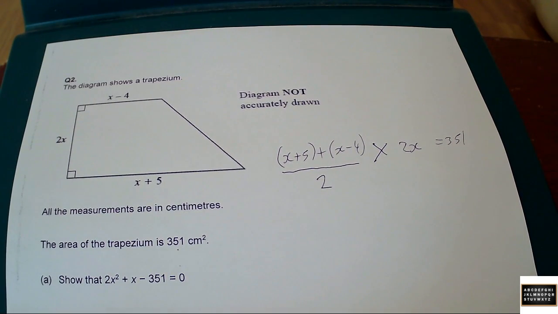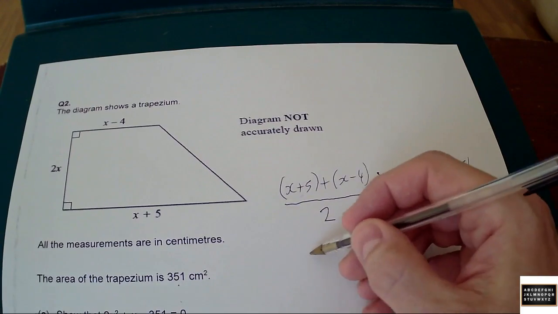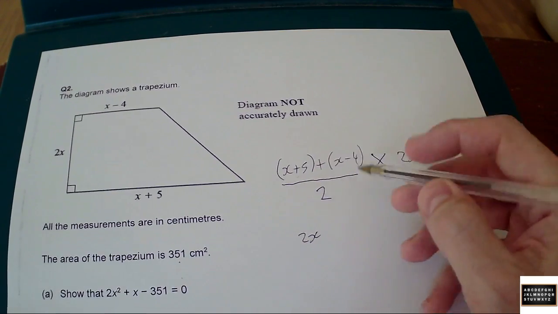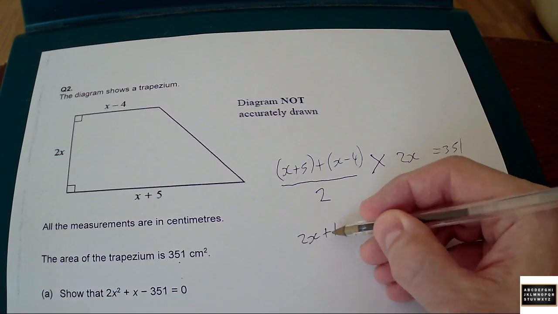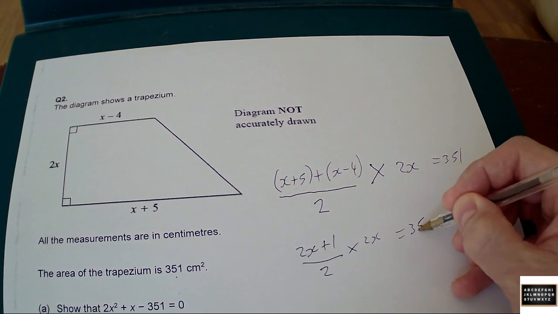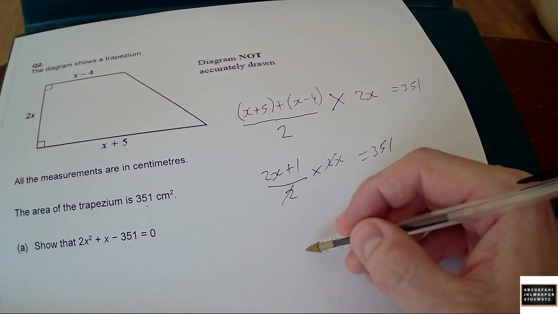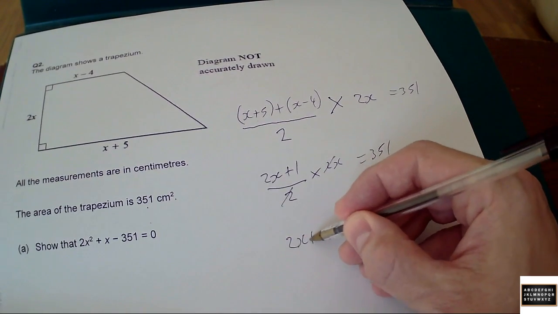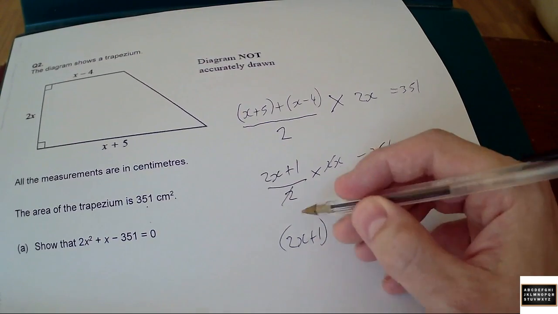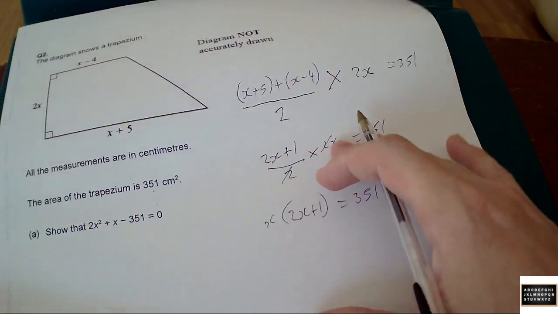Now, what we're then going to do is a bit of jiggery-pokery to add these all up. So x plus x is 2x. 5 minus 4 is positive 1. And then that leaves you with 351 here. The 2's can cancel out, so I'm left with 2x plus 1 times by this x, so x outside the brackets, and that's equal to 351 here.